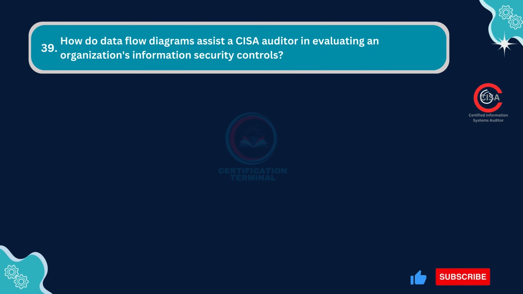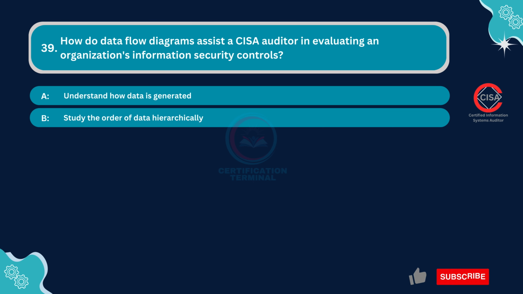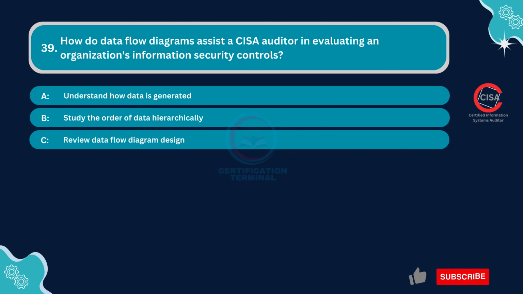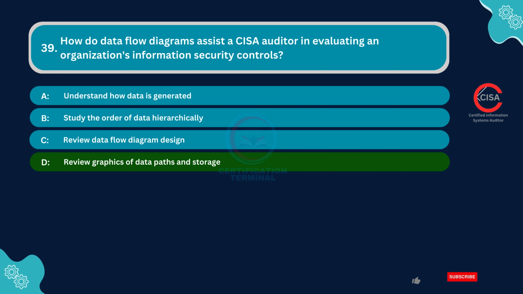Question number 39. How do data flow diagrams assist a CISA auditor in evaluating an organization's information security controls? Option A. Understand how data is generated. Option B. Study the order of data hierarchically. Option C. Review data flow diagram design. Option D. Review graphics of data paths and storage. The correct answer is Option D. Review graphics of data paths and storage.